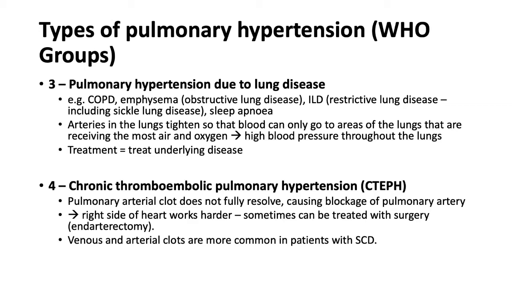The fourth type is chronic thromboembolic pulmonary hypertension, the mechanism of which is fairly simple. Chronic clot in the pulmonary arteries causes increased resistance in the pulmonary arterial circulation, which the right side of your heart pumps against, and therefore the long-term strain and pressure increases on the right side of the heart. Obviously, we know that clots are more common in patients with sickle cell disease, and this is the type that can be treated with pulmonary endarterectomy in certain patients.